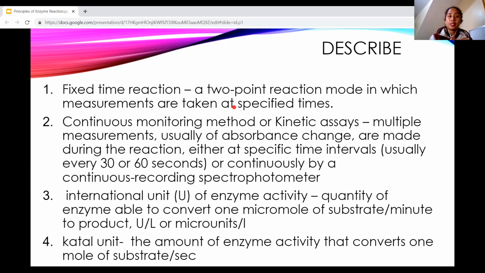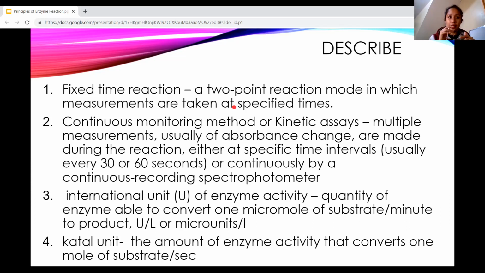These are the methods that we are going to encounter with our transferases. Kinetic assays and continuous monitoring method: what we do, there are multiple measurements, usually of absorbance change. So, we measure for absorbance change during the reaction, either at specific time intervals, usually every 30 seconds or 90 seconds, or continuously by a continuous recording spectrophotometer. Class, swerte kung yung spectrophotometer, siya na nagre-read ng sarili niya.